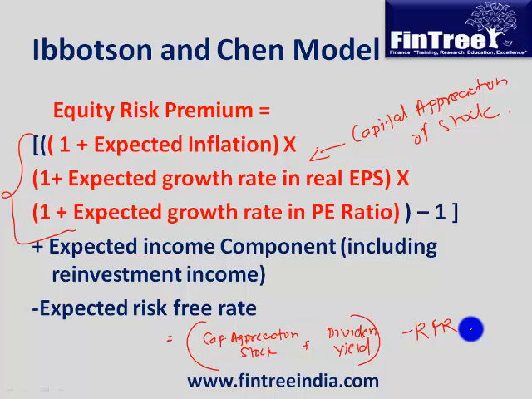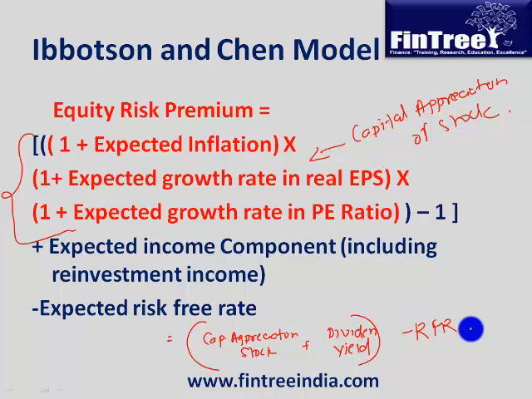Ibbotson and Chen model. Okay, so there is a question in the curriculum on this. So you need to remember these three variables: inflation, real EPS, price earning ratio, minus 1, that gives me capital appreciation, to which I add back expected income, which is nothing but dividend, that gives me total return, from which I reduce RFR, which gives me expected risk premium.